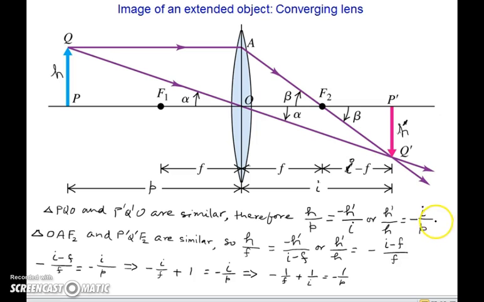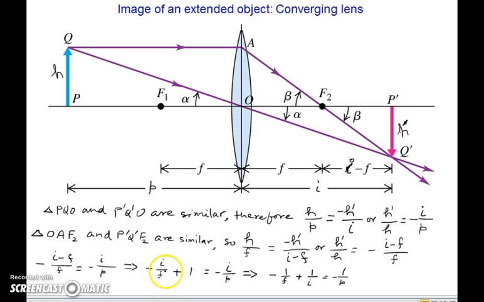And again, I arrange this one: H prime over H is negative I minus F over F. So if I look at this, the left hand side of this equation is H prime over H, and the left hand side of the other is nothing but H prime over H. So the right hand sides of these two must be equal. So that's what we are writing. Negative I minus F over F must be equal to negative I over P, and each is equal to H prime over H, right?